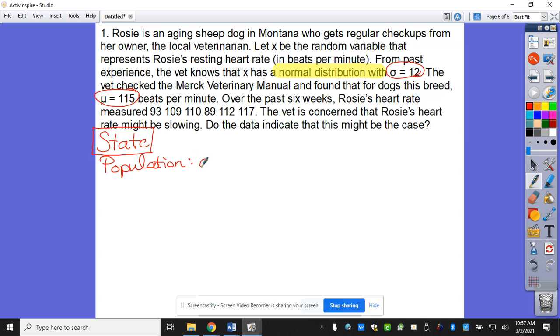So all of Rosie's heart rates. The wording of this is going to be funny. All of her heart rates over the last 6 weeks, but are we really measuring them that many times? All of her possible, anytime I could have. So y'all are pretty good about wording stuff like that. All Rosie's possible heart rates within the last 6 weeks.